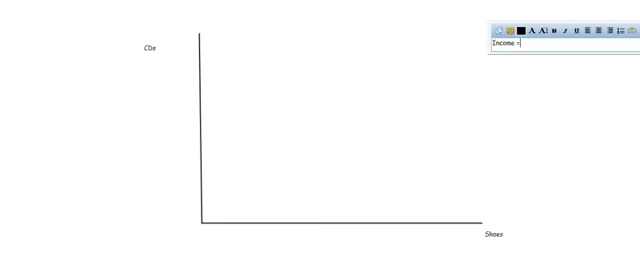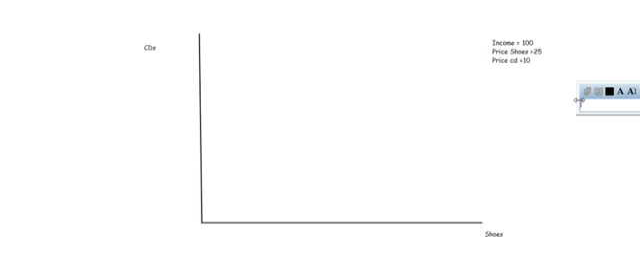That's our income. Let's say we have $100 in our pocket. We also need to know the price of the goods that we're looking at. Well, let's say the price of shoes is $25 per pair, and the price of CDs is, let's say $10 a CD. Now, in order to draw our budget constraint, what we do is we want to know the maximum number of each good by themselves that we can purchase.